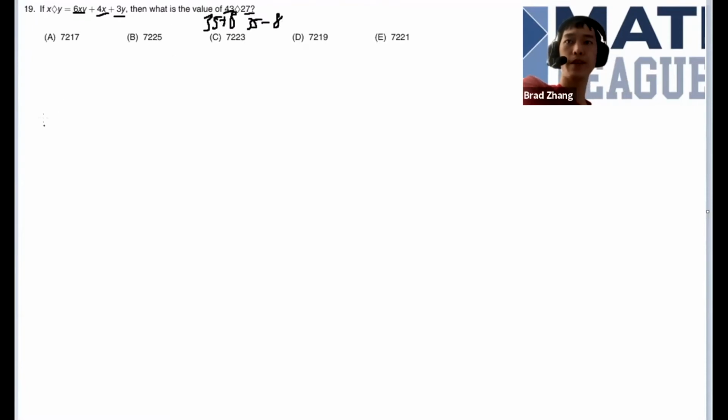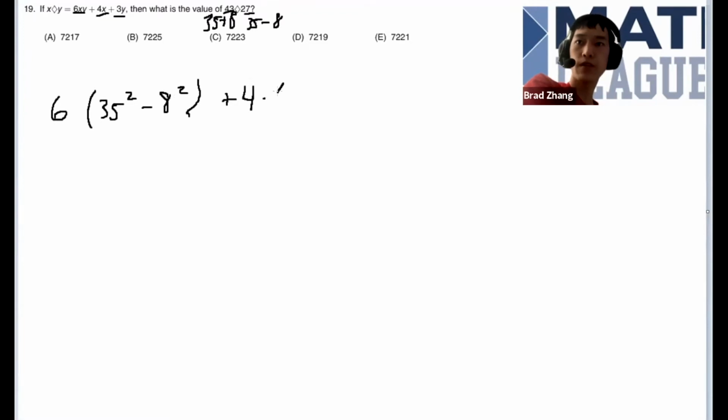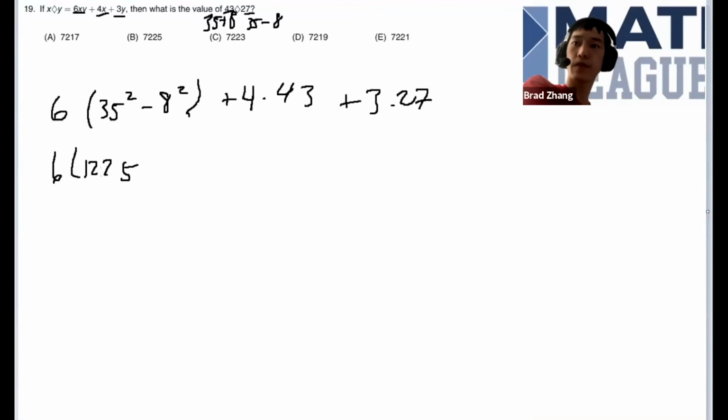So we multiply them together, right? X times y is just going to be 35 squared minus 8 squared. Then we'll add 4 times 43, and then we'll add 3 times 27. So now 2-digit multiplication is significantly easier, right? You should know how to take squares of numbers whose units digits sum to a multiple of 10, right? And then minus 64. Use the distributive property, right?